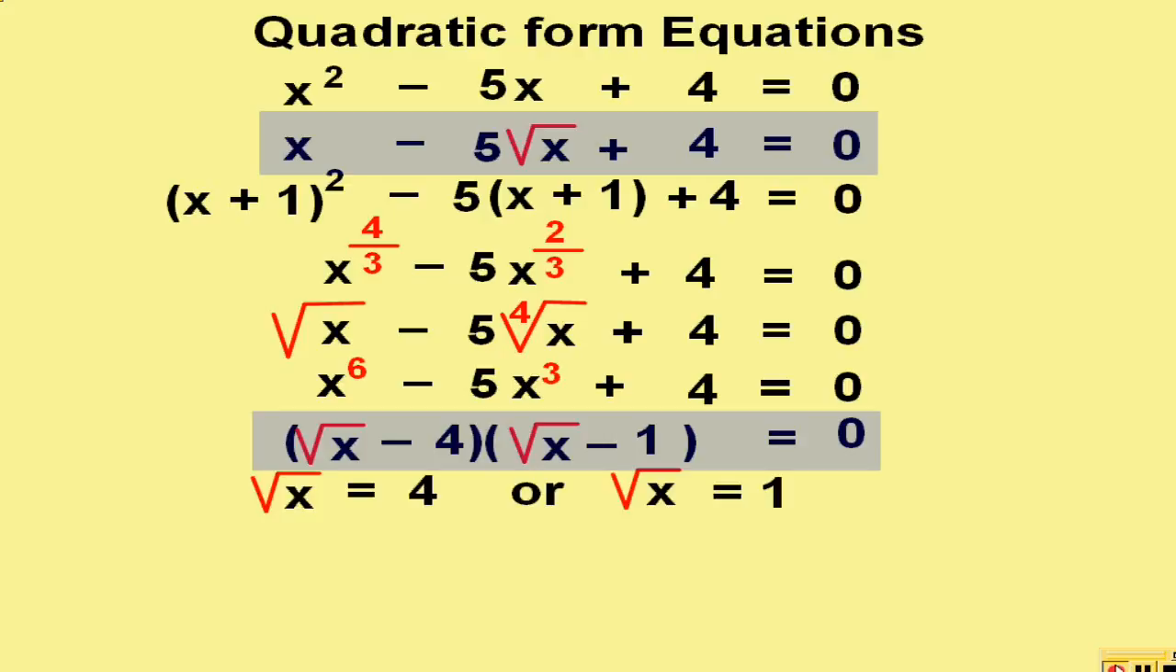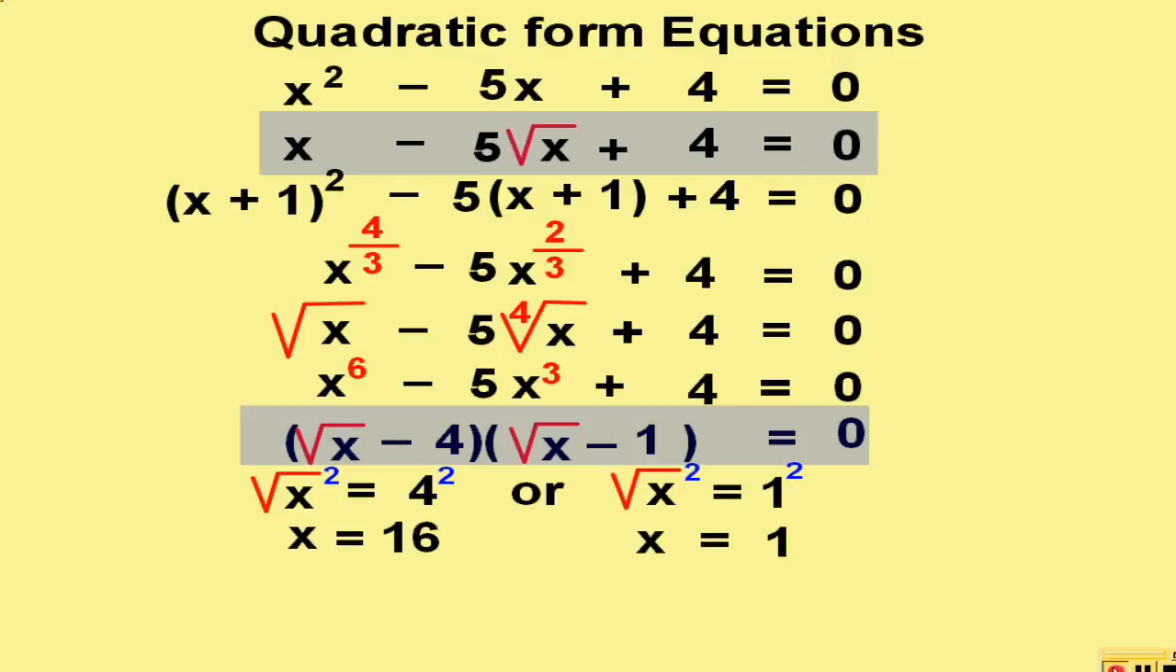We would then set each parenthesis equal to 0 and solve for the square root of x. We would then square each side of each equation to undo the square root, and the solution would become 16 or 1, and both numbers would work.